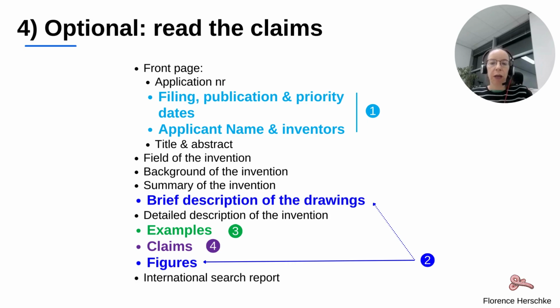Finally, you may want to go to the claims. I personally don't find this absolutely necessary if you just want to have a general idea of what the patent is about. But if this turns out to be a really important one for your competitive intelligence, you may want to go there to understand exactly what is protected and what is not.